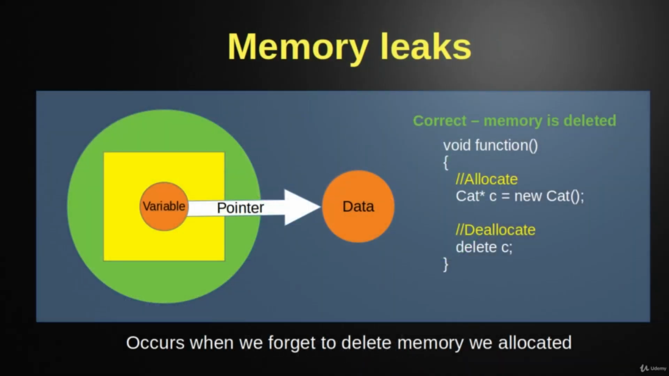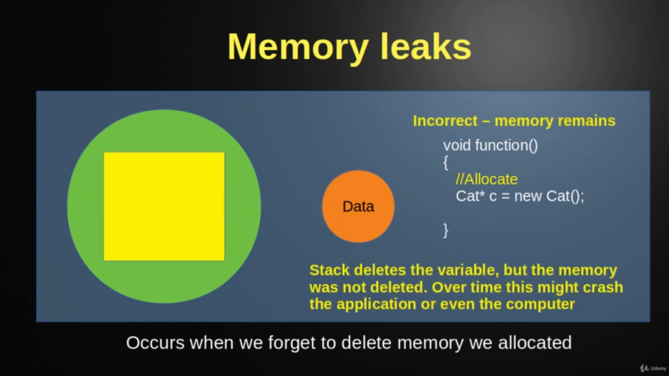As you might have guessed, managing memory is, well, complicated and error-prone. We can create all sorts of problems. For example, a memory leak. We see a well-behaved function. Here, we're allocating memory and we remember to deallocate it. That works as expected.